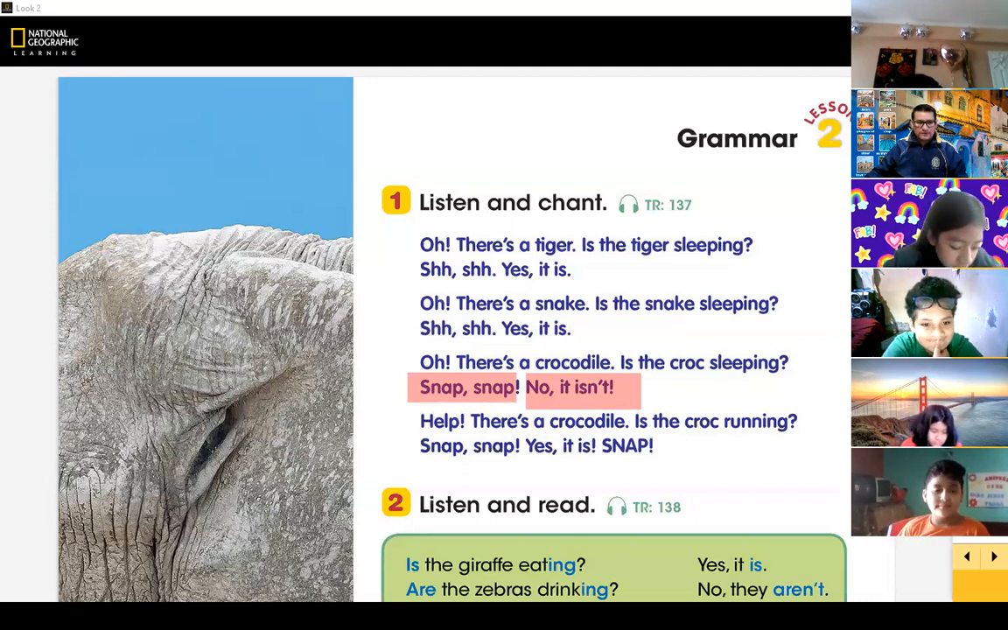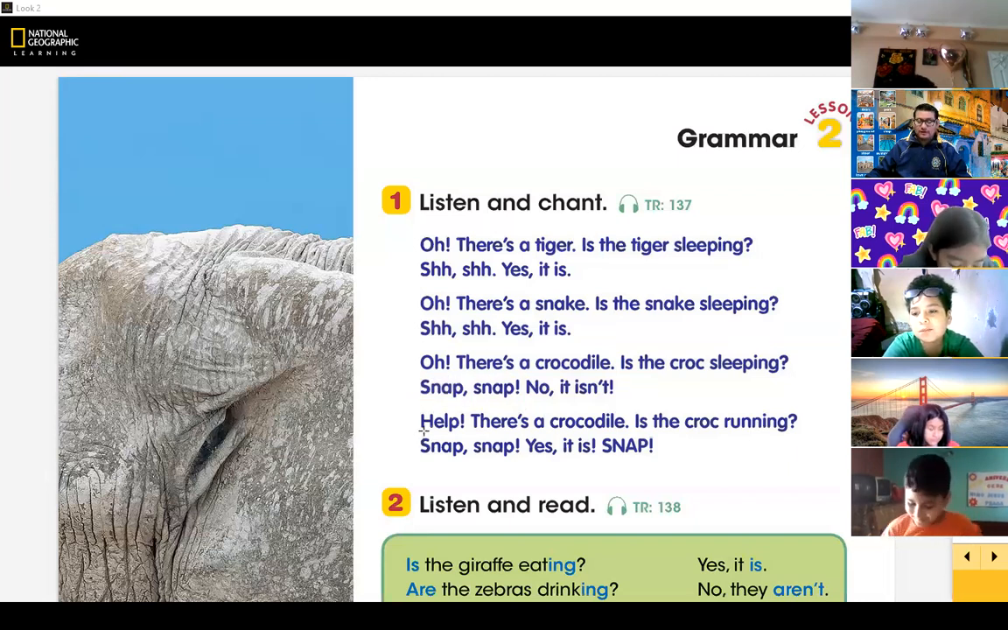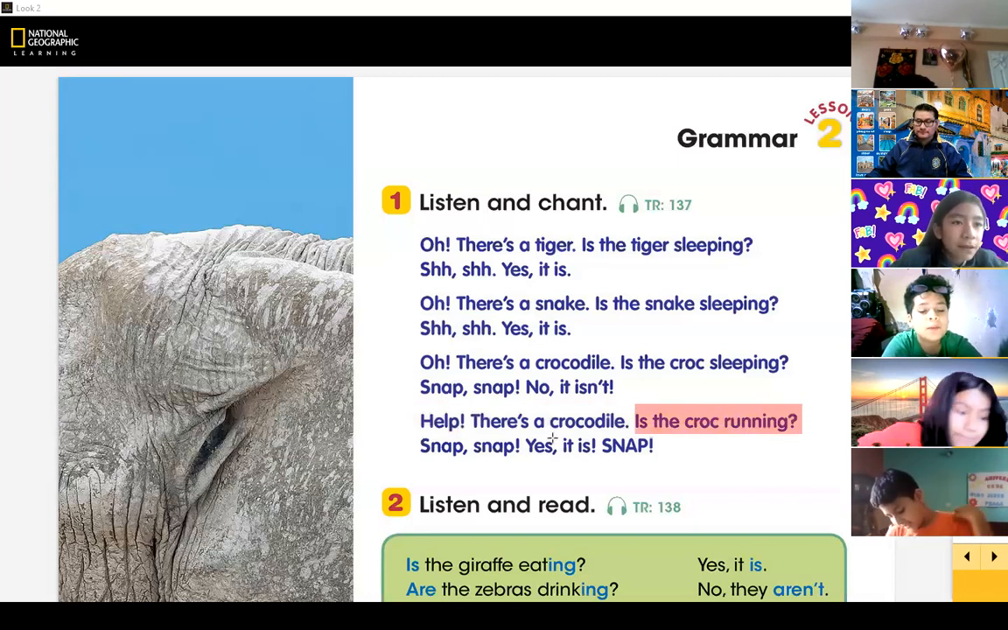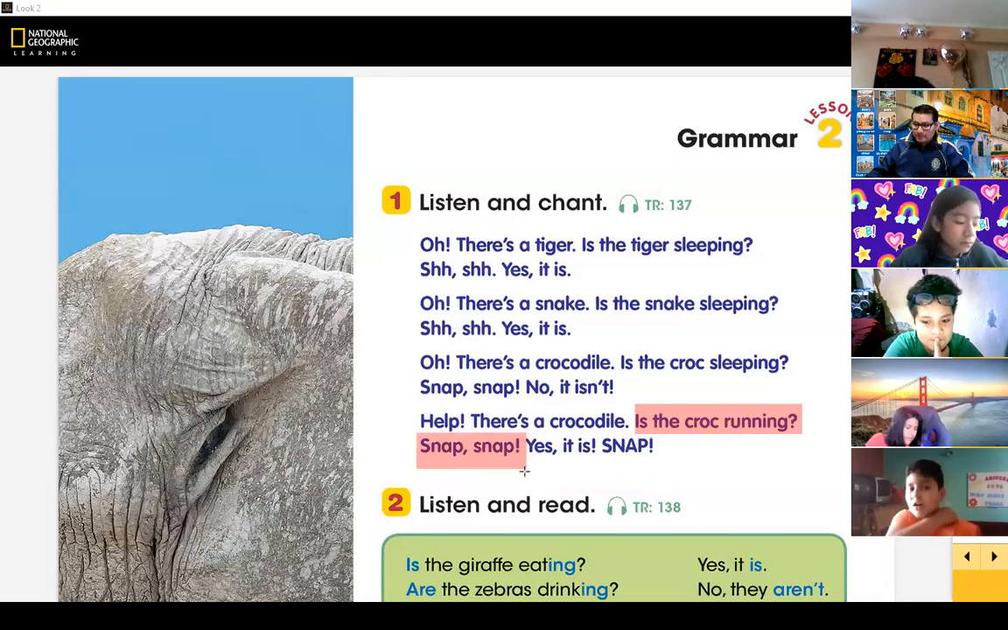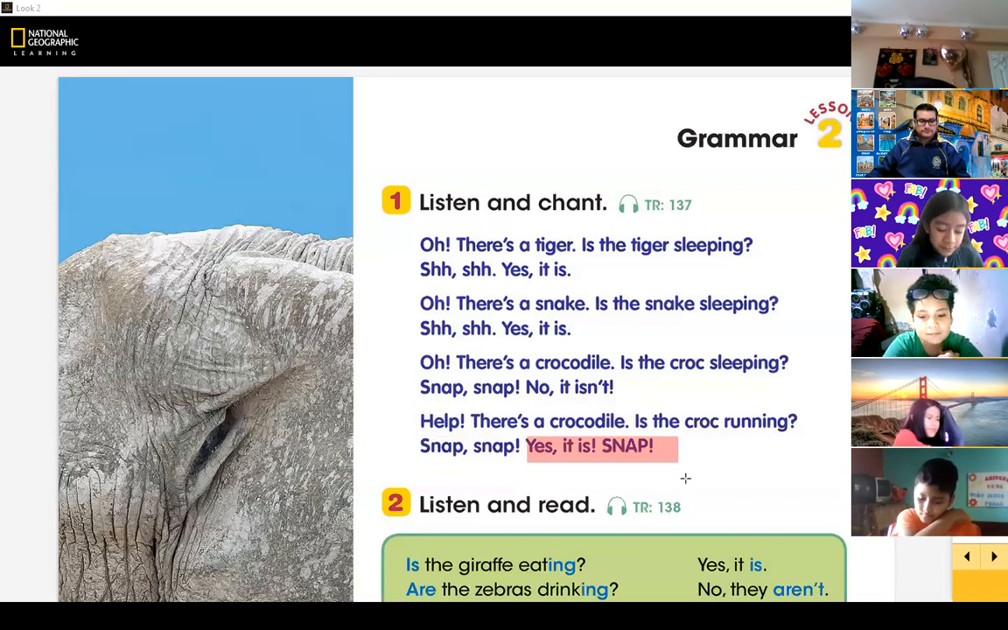Now I'm going to ask another student. Let me see here. Jasmine. Hello, Jasmine. Hello, teacher. Okay, listen and repeat, please. Help, there's a crocodile. Is the croc running? Snap, snap. Yes, it is. Okay, very good. Thank you very much, Jasmine.